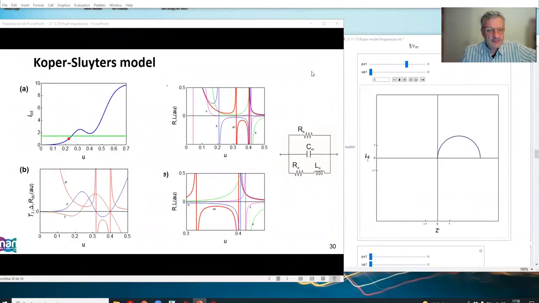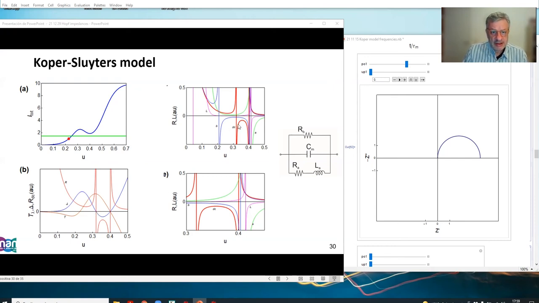We now apply the method of frequencies to the famous catalytic model of Koper and Sluyters, where the current as a function of voltage has this shape. It has a Hopf bifurcation and a negative resistance segment. If we see the stability plot, then the trace becomes positive at 0.23 more or less, and this is the Hopf bifurcation. And then here comes the negative resistance.